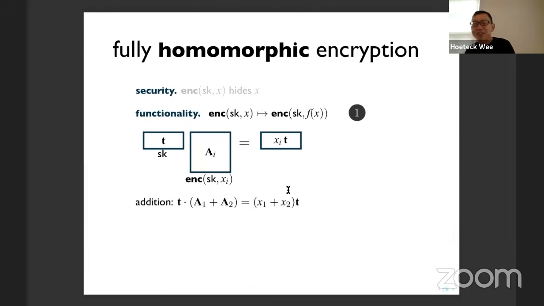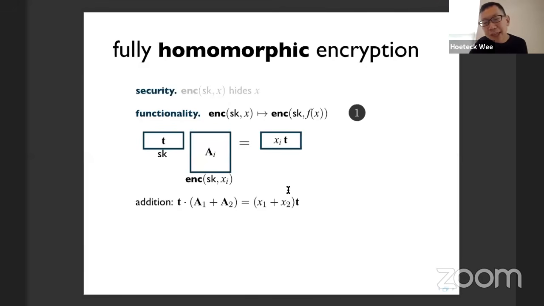Okay, so addition turns out to be very easy. If you have two matrices A1 and A2, such that T times A1 is X1 times T and T times A2 is X2 times T, if you add the two matrices together, you get a new matrix such that T times this new matrix is exactly X1 plus X2 times T. So A1 plus A2 is indeed, in some sense, a valid encryption of X1 plus X2. Ignoring distribution requirements for now, let's just try to satisfy this correctness equation.